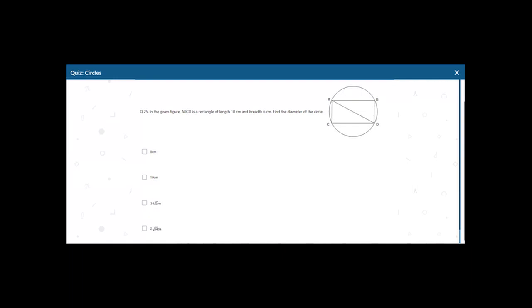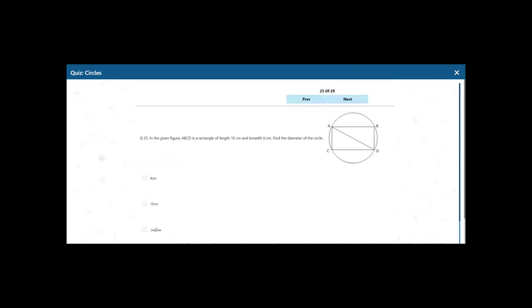Option D, ma'am. How did you get that? AB square plus BD square is equal to AD square, ma'am. 10 square plus 6 square equal to AD square, ma'am. So you got square root of? Square root of 136, ma'am. That can be written as 2 root 34. Correct. Very good.